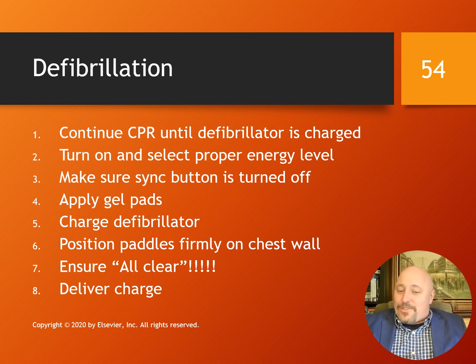Some tips, just remember back to your BLS. Continue CPR until the defibrillator is charged. Turn on and select proper energy level. Make sure sync button is turned off. Apply gel pads. Charge that defibrillator. Position the paddles firmly on the chest wall. Ensure everyone is clear. Anyone touching that bed will be shocked. And deliver that charge.